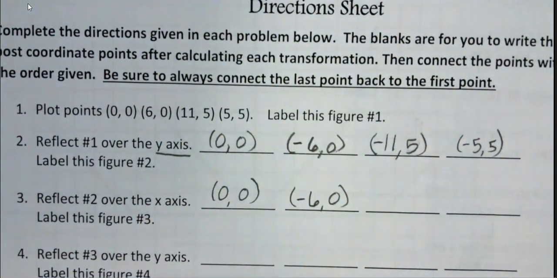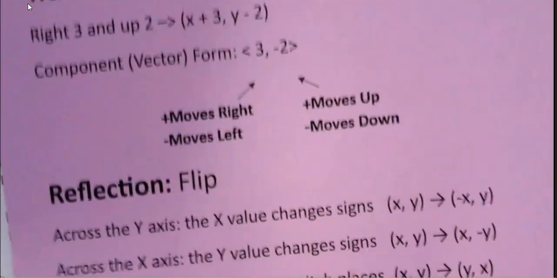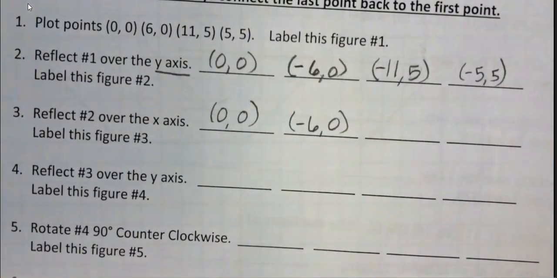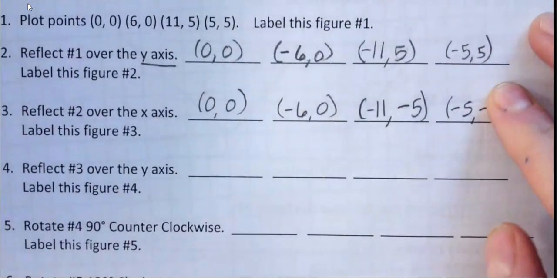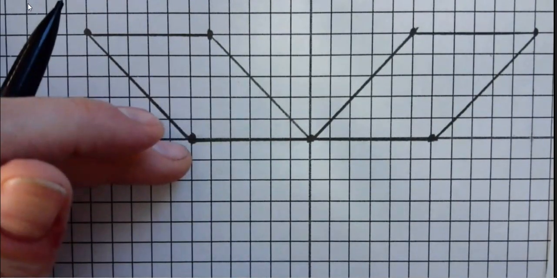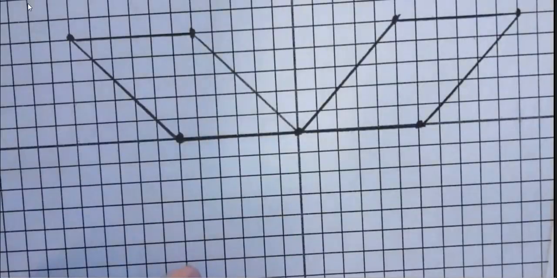Do you guys see why it remains the same? Because 0 is what the y value is. And if we're changing the sign of the y value, and it's already at 0, it remains at 0. And then (-11, 5): change the sign of the y value. It goes from positive to negative. (-5, -5). So it's important that you write these in, and then you plot it. So we're taking this shape over the x-axis. It basically just gets plotted on the other side.